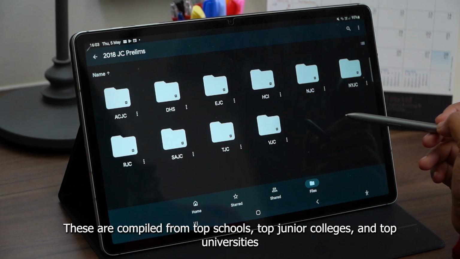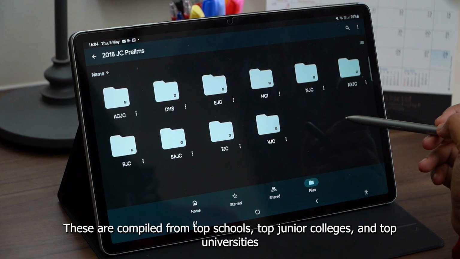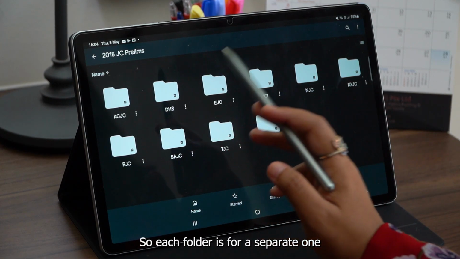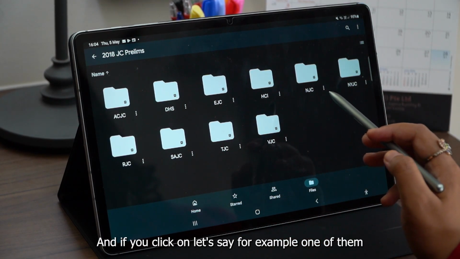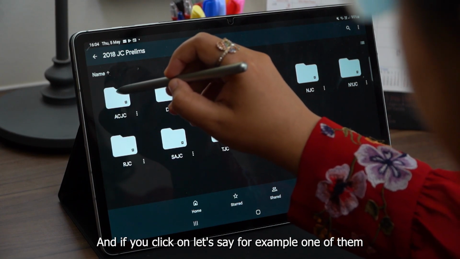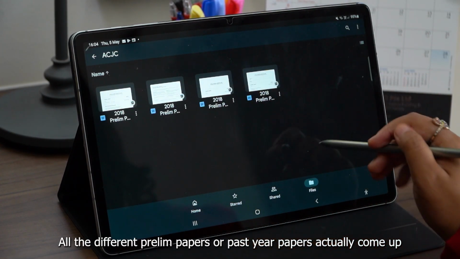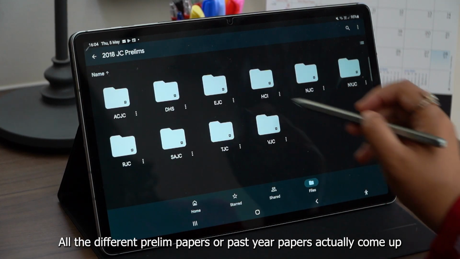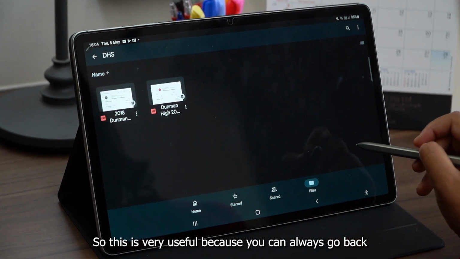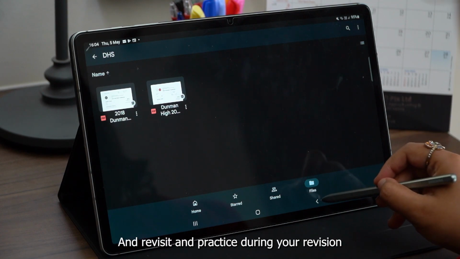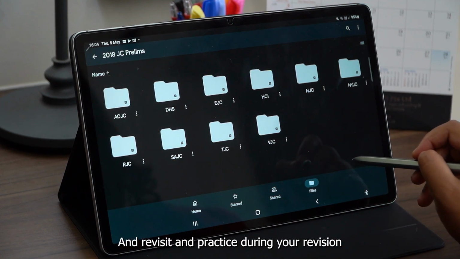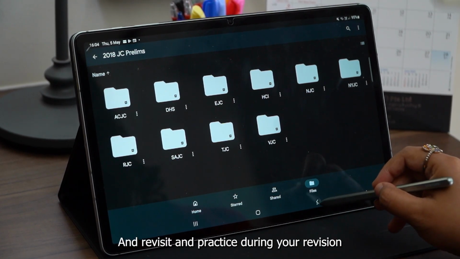And then I've got the prelim papers. These are compiled from top schools, top junior colleges, and top universities. So each folder is for a separate one. And then if you click on, let's say, for example, one of them, all the different prelim papers or past year papers actually come up. So this is very useful because you can always go back and revisit and practice during your revision.